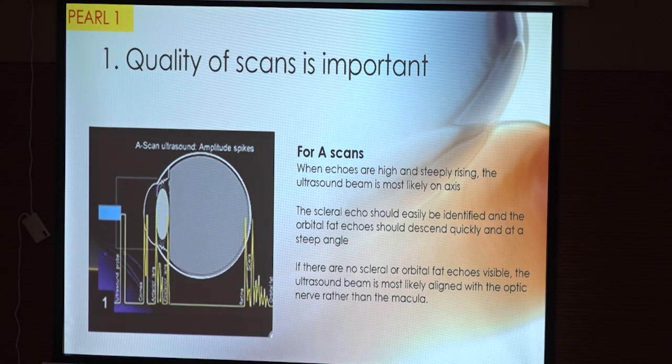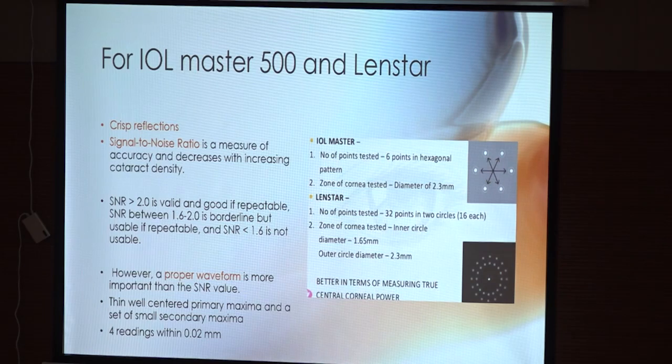So the beam should always be aligned with the macula to calculate the refractive axial length and not the anatomical axial length. So for IOL Master 500 and Lenstar, the reflections on the screen should be crisp. You see these 6 reflections in the IOL Master, and 32 points, that is 32 reflections in the Lenstar in 2 circles. And the signal to noise ratio, which is a measure of the accuracy and decreases with increasing cataract density, should be more than 2. Also, a proper waveform should be there. That is a thin, well-centered primary maxima and a set of 4 small secondary maxima. 4 readings should be within 0.02 millimeters.